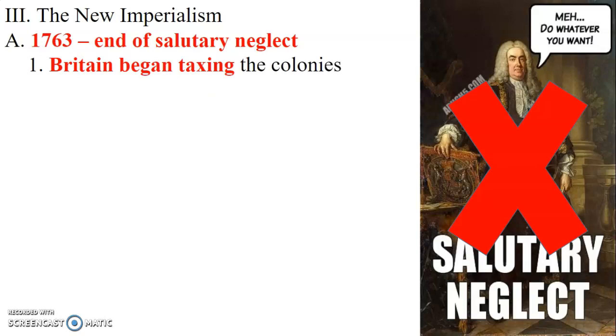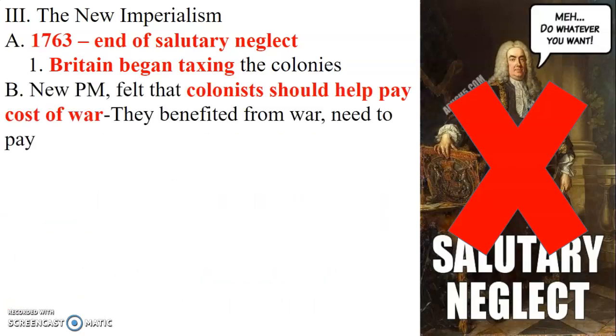So the British began to tax the colonists because they were losing a lot of money, so they decided to tax them to recover some of that money. A new prime minister, one of the people in Britain, felt that the colonists should help pay for the cost of war. And it made sense to them because the British fought this war to protect the colonists. It only makes sense for them to pay for it. They benefited from the war, so they needed to pay for it. And this was the attitude of the prime minister of Britain.